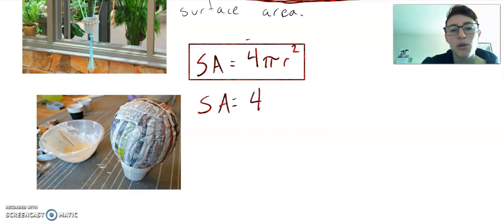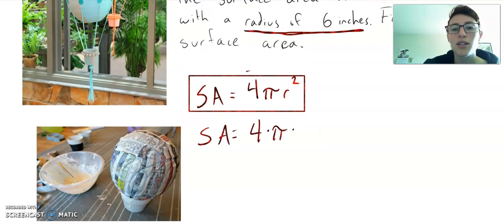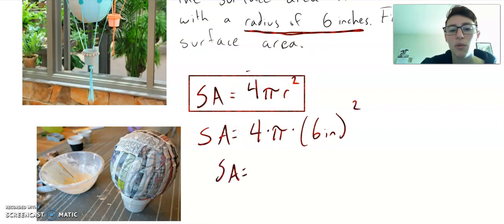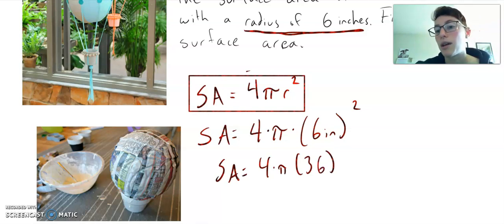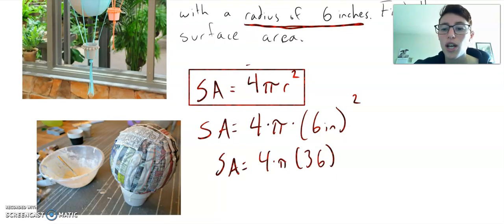It is going to be 4, which is a constant. Pi is a constant. Instead of just r, let's use the radius that's given, 6 inches squared. Evaluate. 4 times pi times 6 times 6 is 36. My best friend used to tell me that it rhymed, so it was easy to remember. And I would get mad because I don't think that 6 rhymes with 6. They're the same thing. 4 times 36.